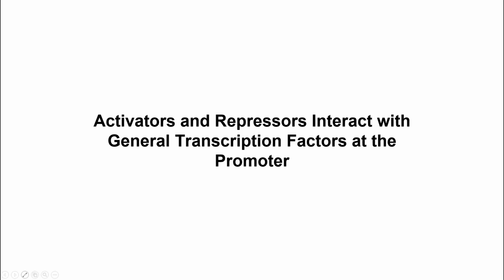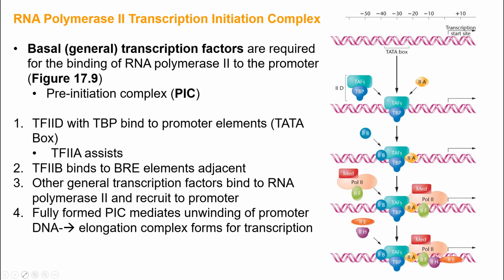So let's look at what this looks like. Okay, we're going to look at some activators and repressors and how they interact with general transcription factors. And in order to start this, we're almost taking a step back and talking about how transcription starts altogether. When we talk about transcription, we mentioned how we begin with initiation, then we have elongation, and then finally termination.